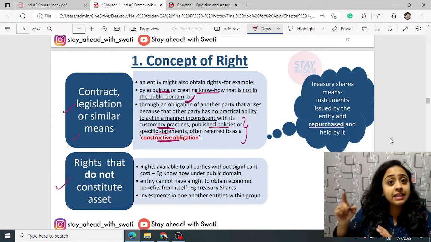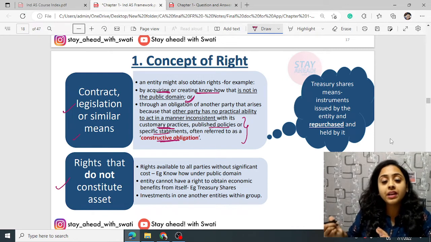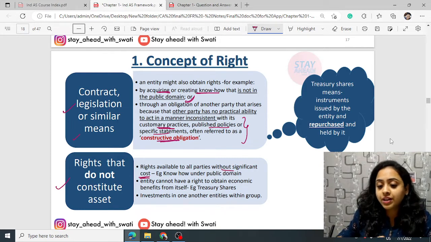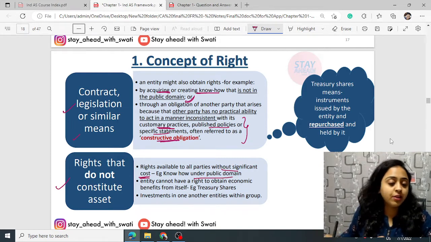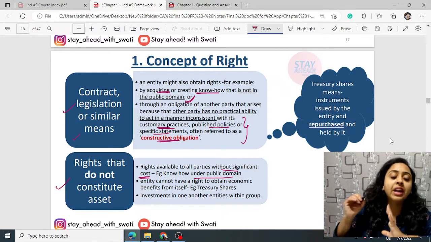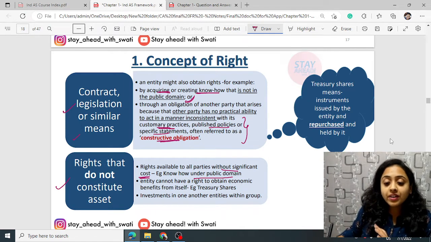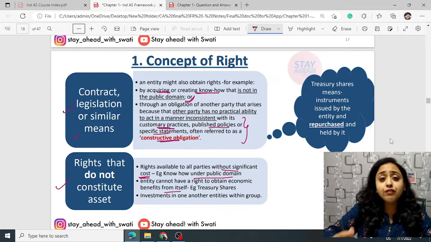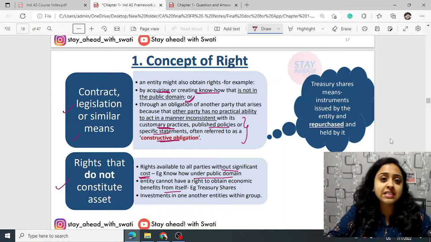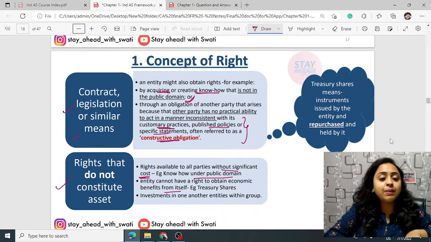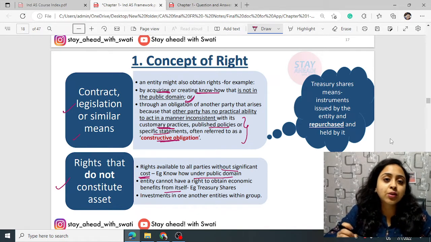It is a right, but it does not constitute what? An asset. See, for example, rights are available to all parties without significant cost. If any knowledge is available in the public domain, it won't be considered as your exclusive right. An entity cannot have a right to obtain economic benefits from itself. For example, treasury shares. What are treasury shares? If you have issued shares, and you buy back those shares, repurchase them and keep them with yourself, then those shares are known as treasury shares.